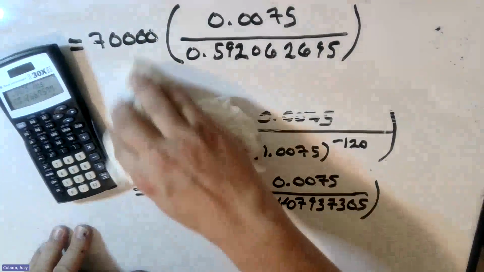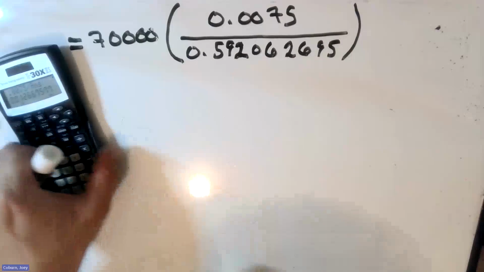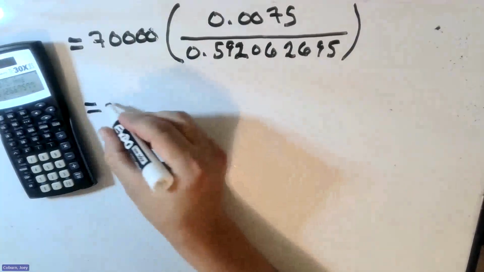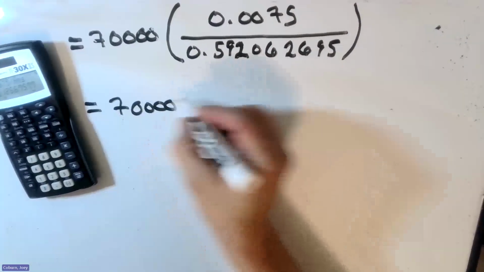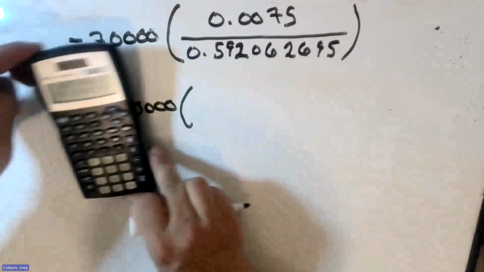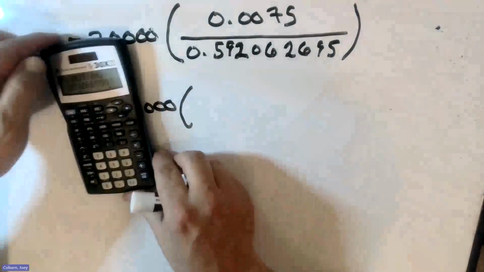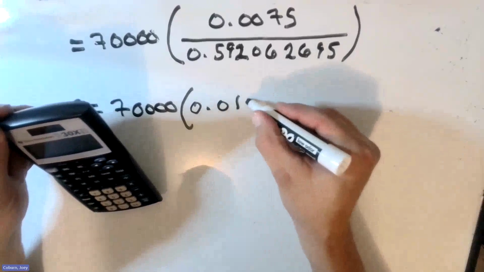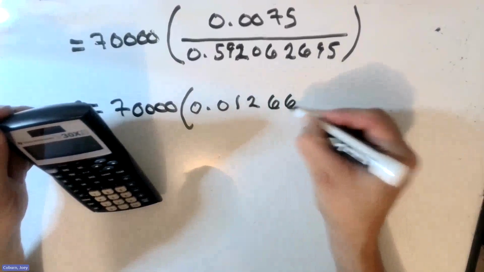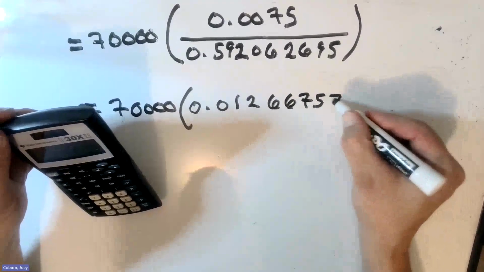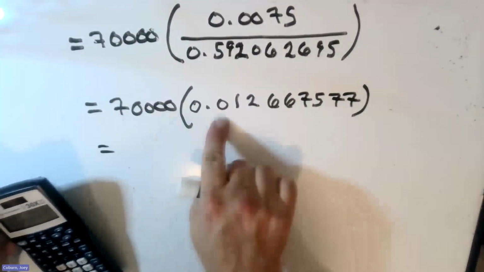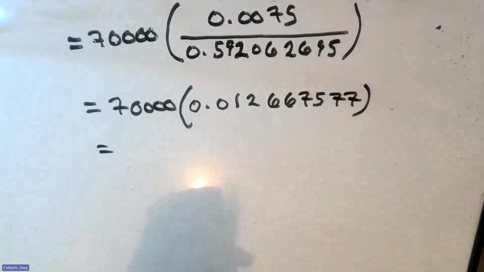One of the things that could throw your answers off is what's called round off errors. You do want to be aware of that. So that you don't run into round off error, try to use as many digits as you can. So this will come out to 0.012667577. And then lastly, we multiply those two times 70,000.